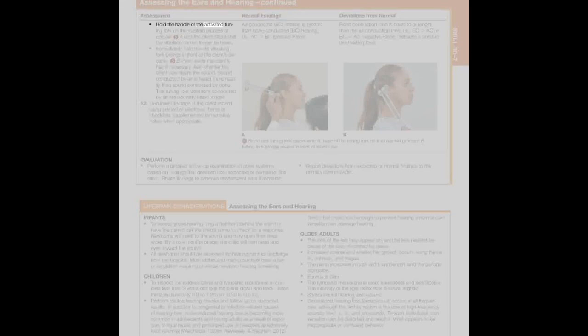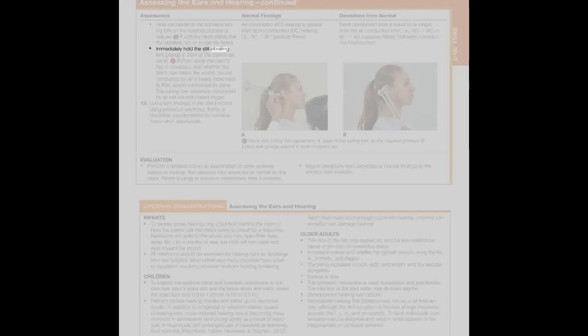Hold the handle of the activated tuning fork on the mastoid process of one ear, A, until the client states that the vibration can no longer be heard. Air conducted (AC) hearing is greater than bone conducted (BC) hearing, i.e., AC > BC: positive Rinne. Bone conduction time is equal to or longer than the air conduction time, i.e., BC > AC, or BC equals AC: negative Rinne, which indicates a conductive hearing loss.